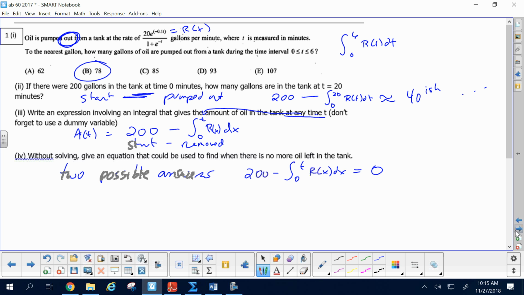Another way to do it is to say, well, I know there's 200 gallons to start with. It'll be empty when it's pumped out 200 gallons. So another equation you might see is, when does the amount pumped out equal 200? And you can see that if you just subtract this over, they're exactly the same.